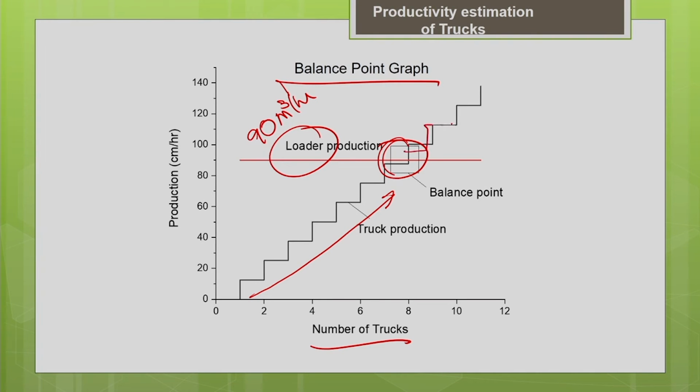But beyond the balance point, even if you increase your trucks, you cannot get more productivity. You cannot go beyond the loader productivity level. That will be the limiting value, because you have only one loader. Whether you have 8 trucks or 9 trucks or 10 trucks, all these trucks are going to just wait for the loader. So, it is not advisable to increase the number of trucks beyond the balance number, because there is only one loader here that will be controlling the productivity of the system.